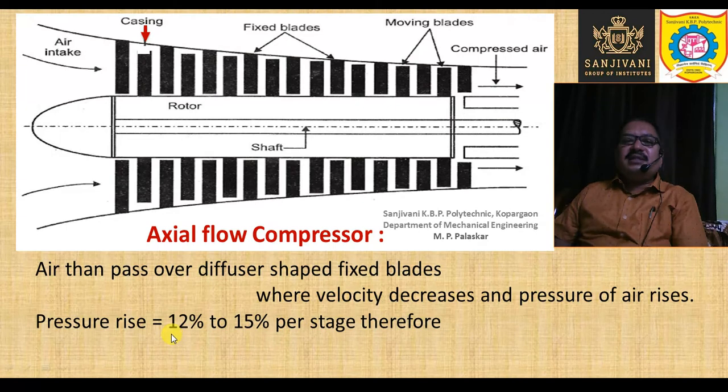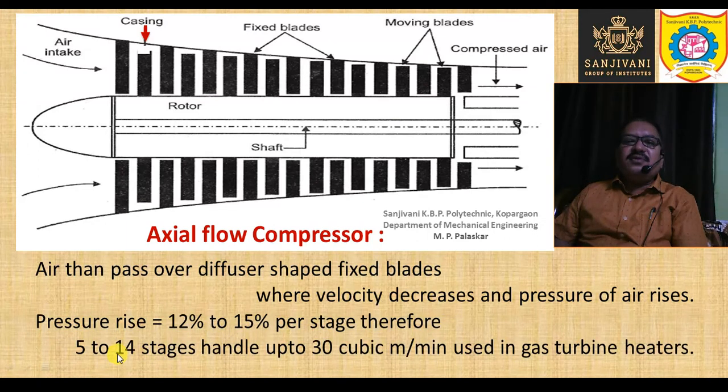So the pressure rise is 12% to 15% in each stage. So the pressure rise per stage will be something like 12% to 15%, and therefore 5 to 14 stages can handle 30 cubic meters per minute of air. So 30 cubic meters per minute of air can be handled by 5 to 14 stages, since the pressure rise in every stage is between 12% to 15%.